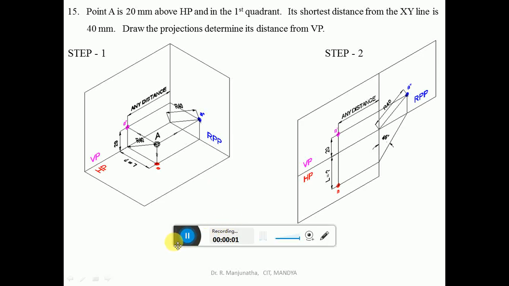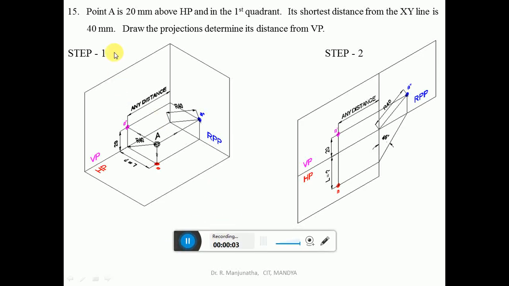Now, a point A is 20 mm above HP and in the first quadrant. Its shortest distance from the XY line is 40 mm. Draw the projections, determine its distance from the vertical plane.